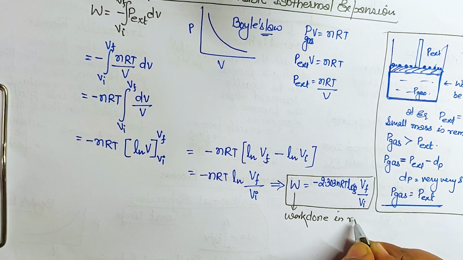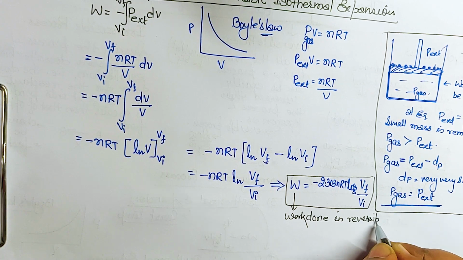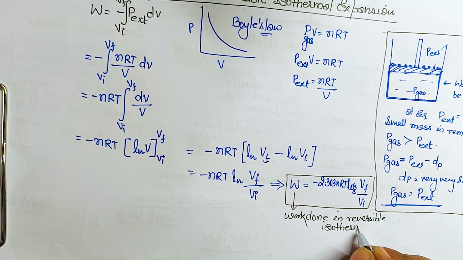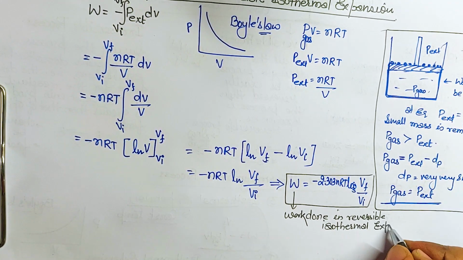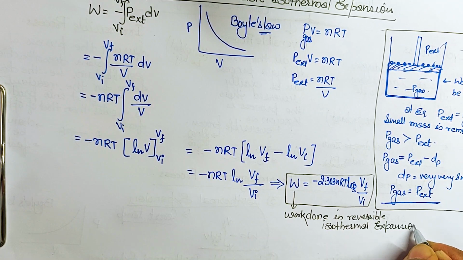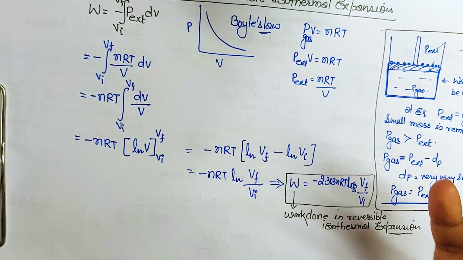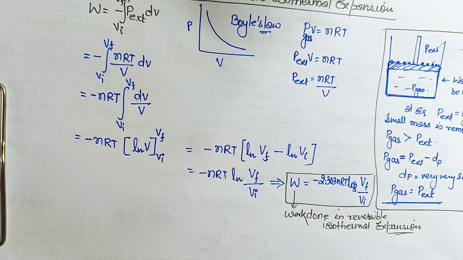in reversible isothermal expansion. Be very careful. If it is reversible isothermal expansion, you are supposed to use this formula. If you use this formula and that PdV, it will be considered wrong. Got it? Did you understand the point, dear?